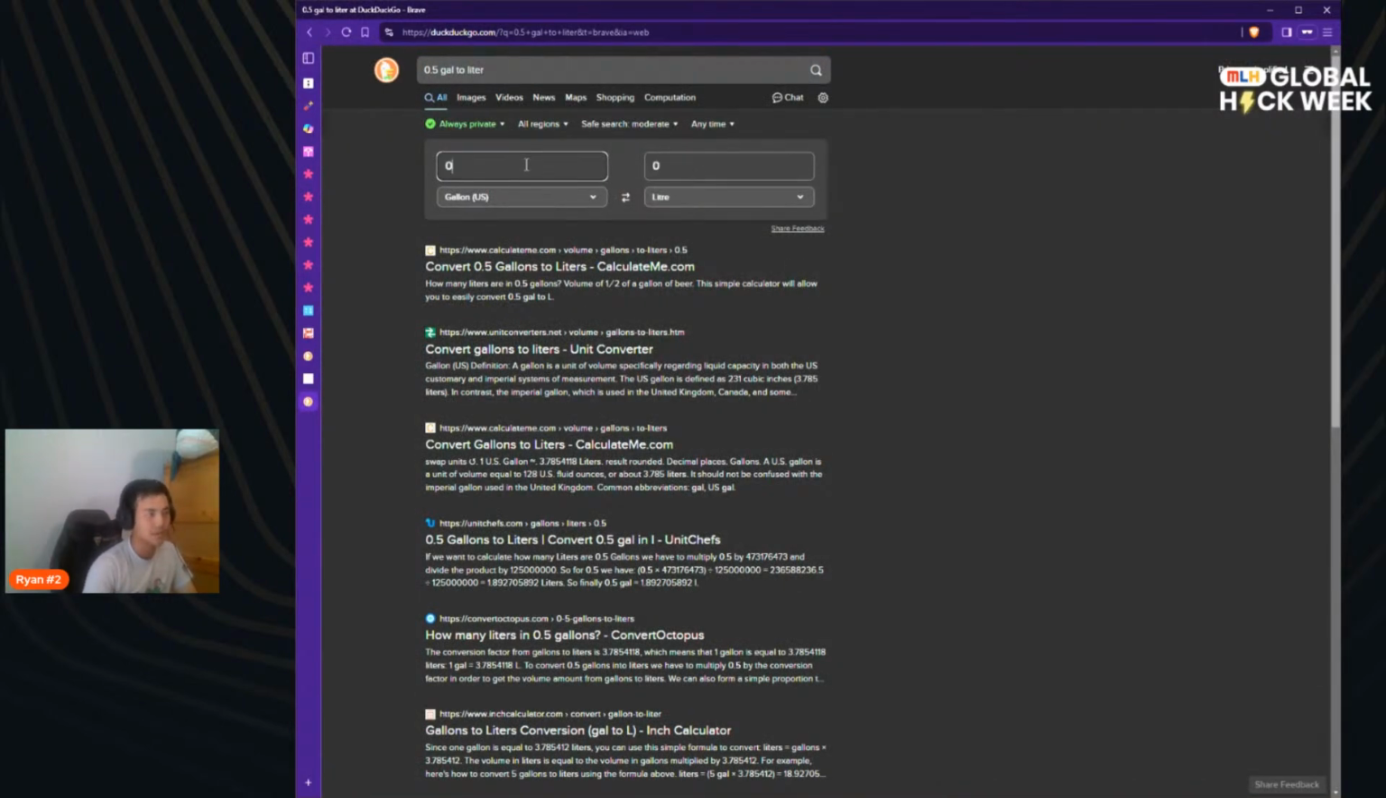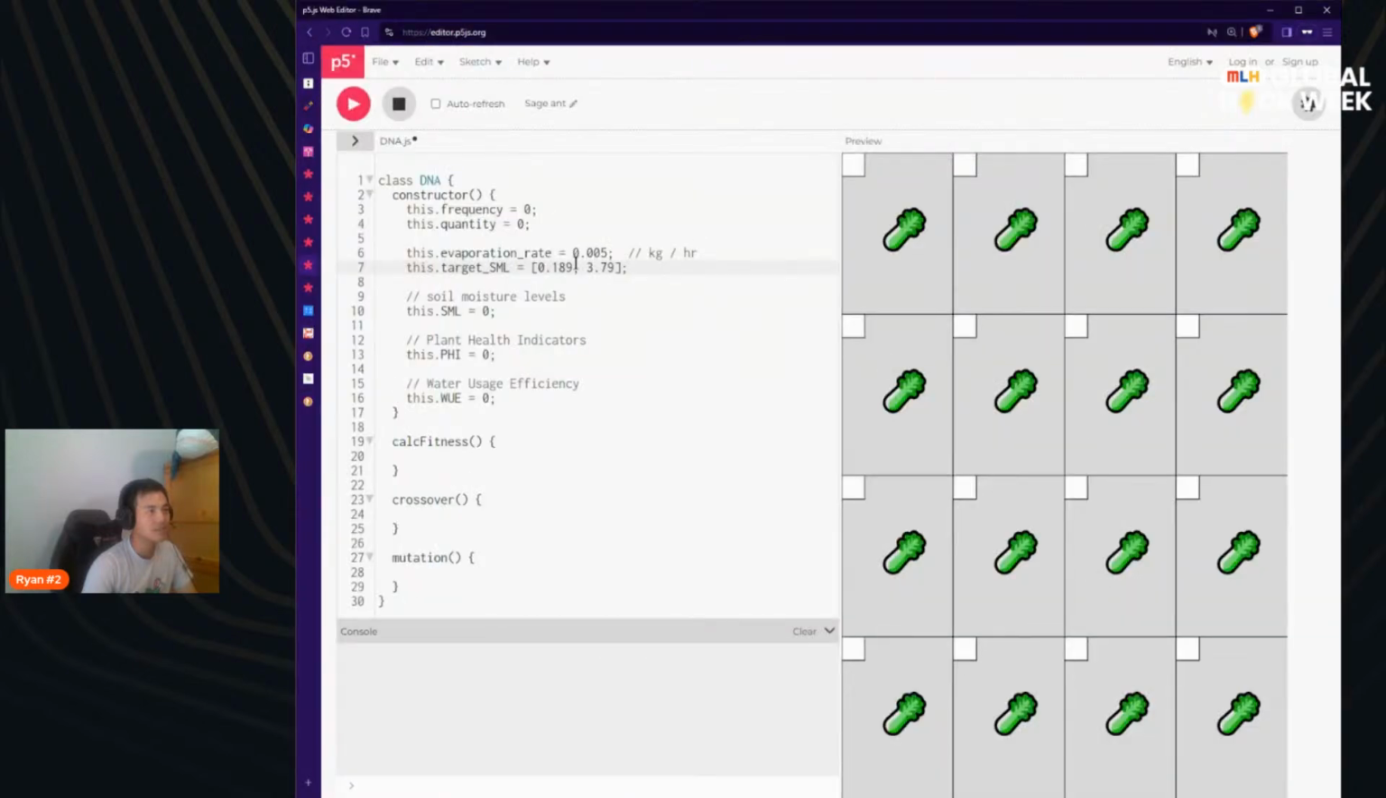Also, I just realized, it's 1.8, not 0.8. 1.8. We're going to call this target SML range. Okay, so now we've got the range. So our fitness, actually, let's see.